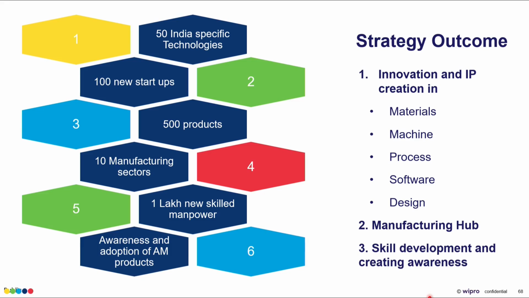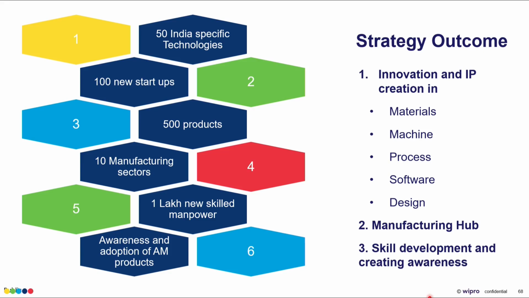So, they would like additive to penetrate into about 10 manufacturing sectors. They would like to skill 1 lakh people with respect to additive, and this could be metallurgists, designers, operators of the machine, application engineers, in different domains. And they would like to raise the awareness and adoption of AM products. So, these are their specific strategy outcomes.